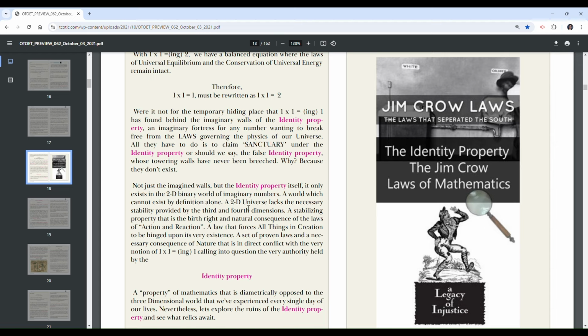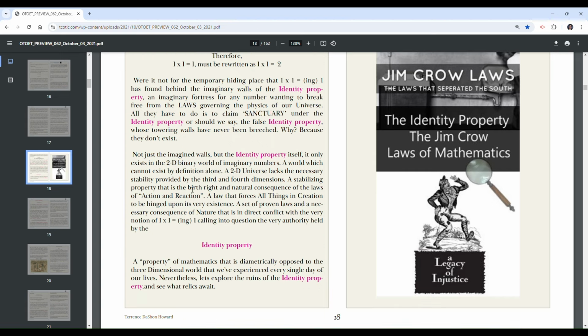You know how he says laws, like the identity law? What does he say here? Laws governing the physics of our universe. So he thinks Newton's laws are the same thing as the Jim Crow laws. These are laws written in courtrooms or in legislatures that have nothing at all to do with laws in physics or laws relating to mathematics. It's not the same law. It doesn't mean the same thing. Different usage.